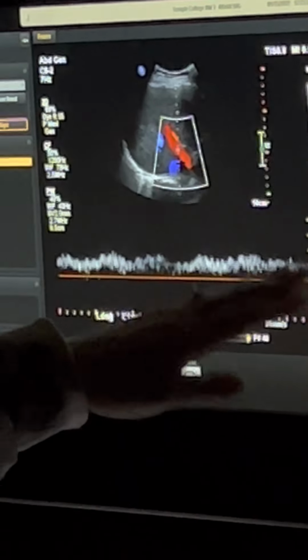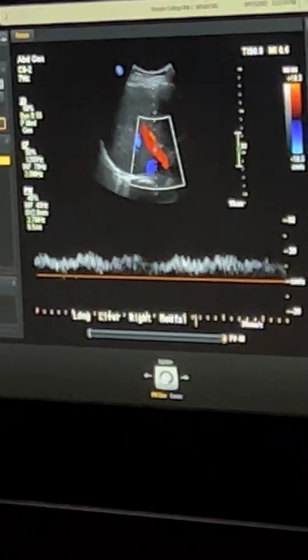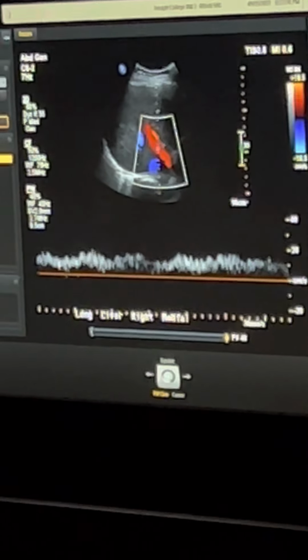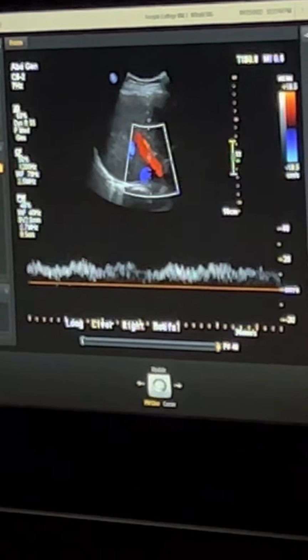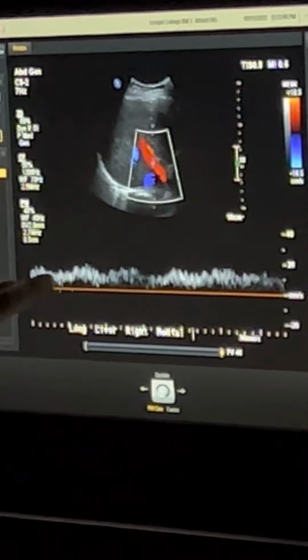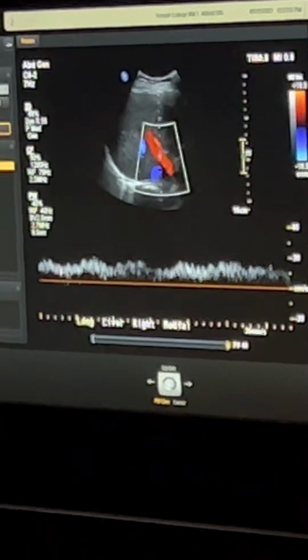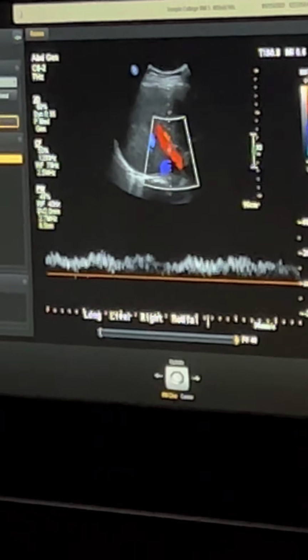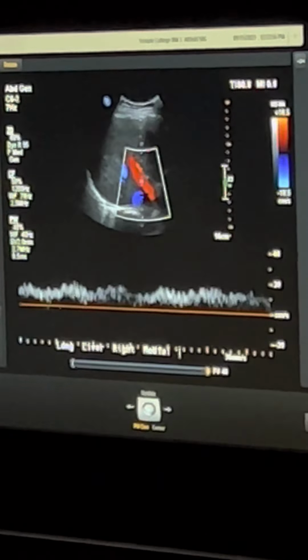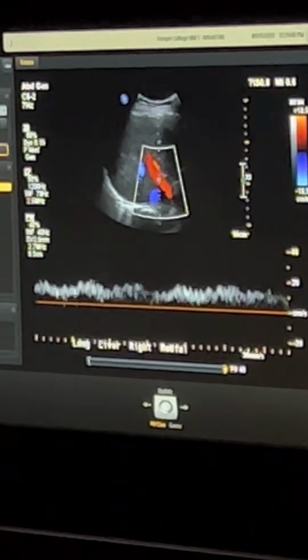This should stay anywhere from like a 15 to 35-ish range of velocity, but we don't measure it, so it's not super important, but just for your own benefit. If this is below the baseline, and this is blue, that is hepatofugal flow. That is bad. Okay? Any questions so far on this part? Nope? Okay.